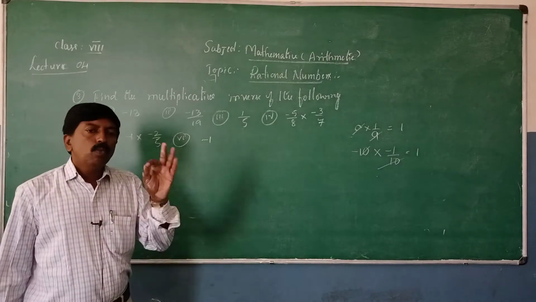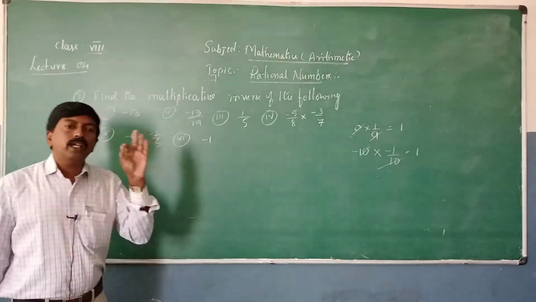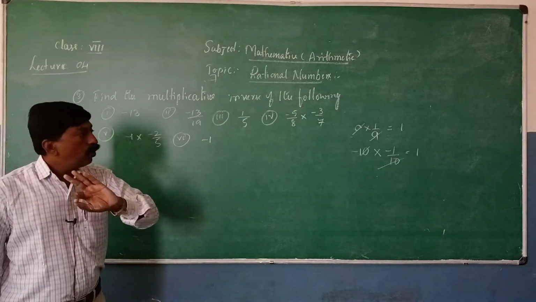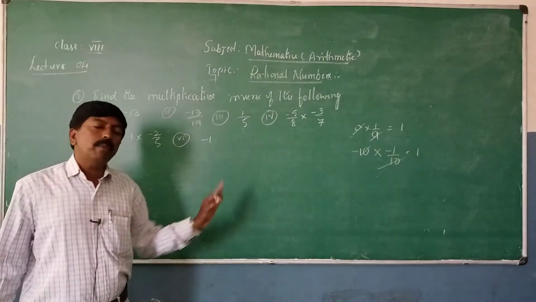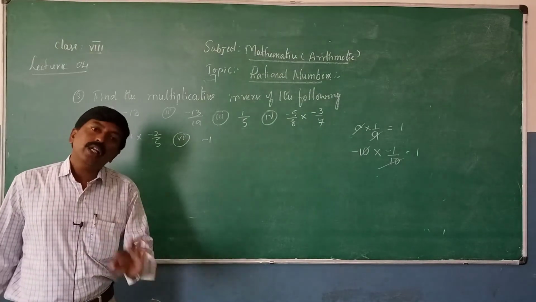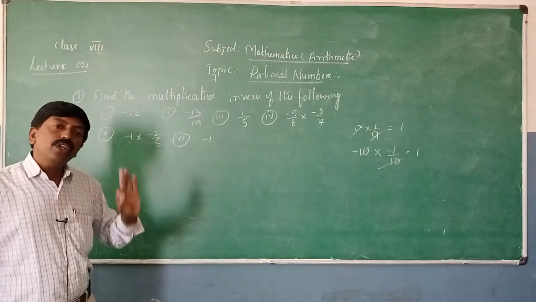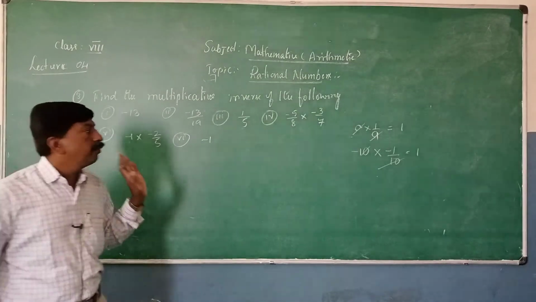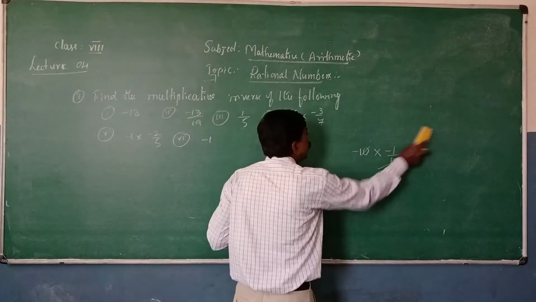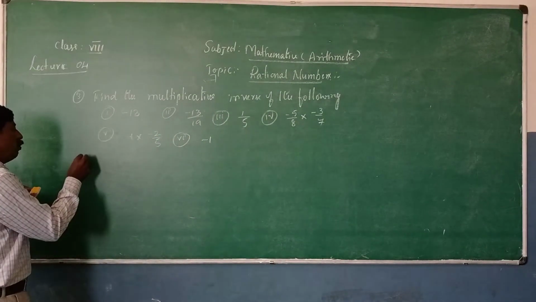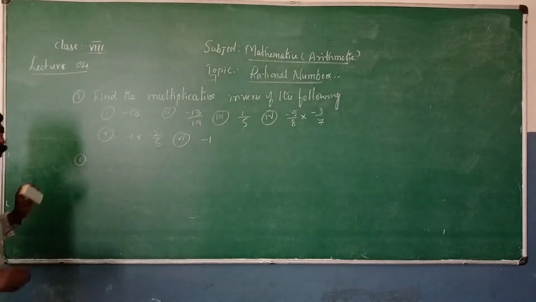Because 1 is the multiplicative identity element, if we multiply 1 with any number, we get that number only. Just like in addition, if we add 0 to any number, we get the same number. Like that, your answer must be 1. That is how you can select the multiplicative inverse.